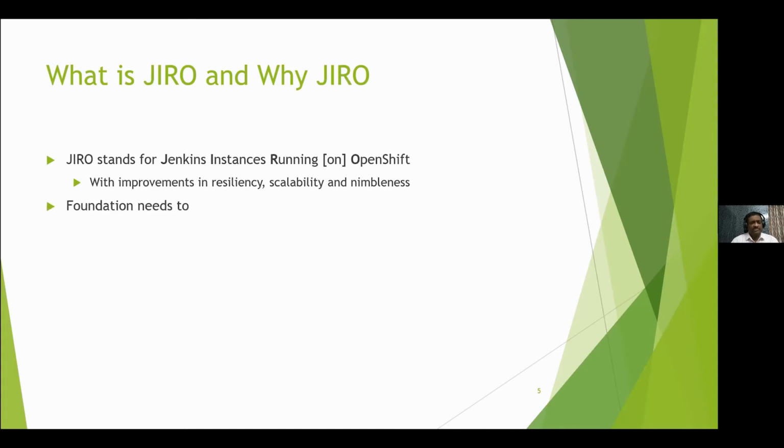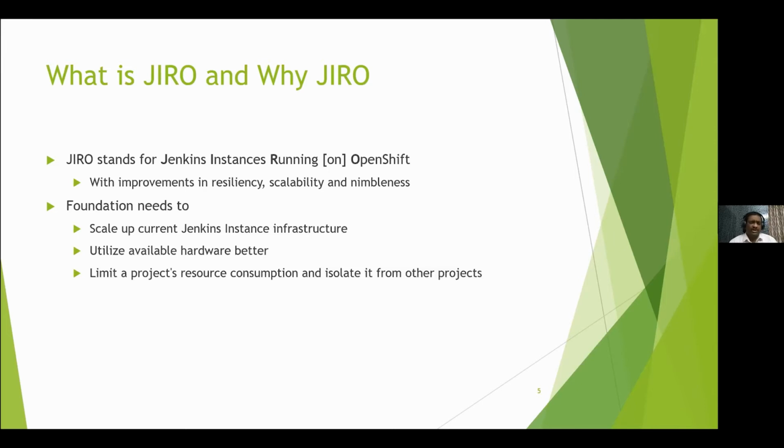So here are the requirements from the foundation. As you see, this week itself, we have seen multiple new projects announced in the last year. For these new projects, you need to have new Jenkins instances for their build needs. So the foundation has to set up new Jenkins instances, but infrastructure is pretty limited here. So we need to utilize available hardware better. It's better to move to a containerized environment.